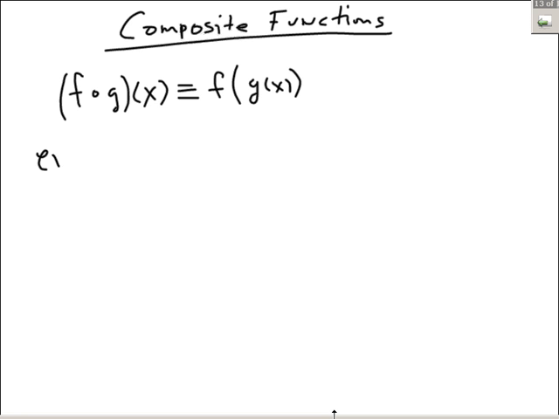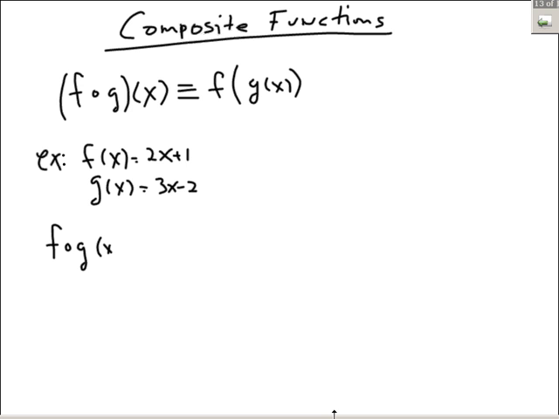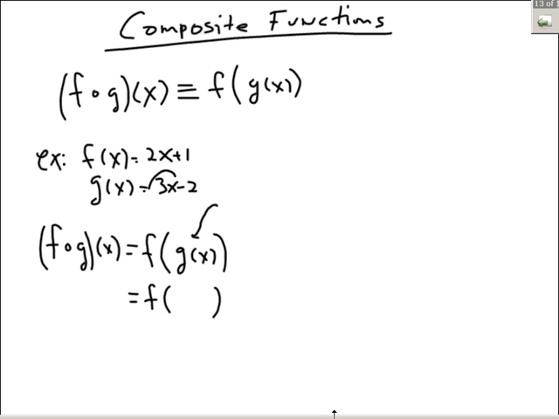So, example. Suppose f of x is 2x plus 1, and g of x is 3x minus 2. If you were asked to find f circle g of x, by definition, this is f of g of x. First thing is, plug in what g of x is. It's given to be that.